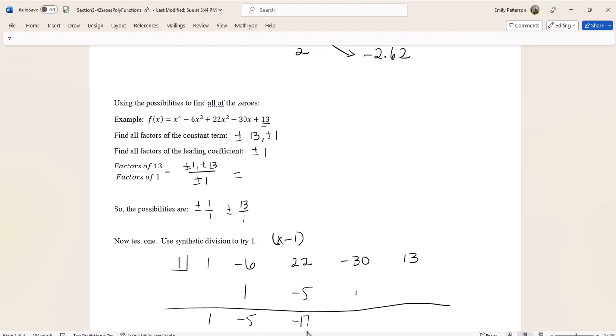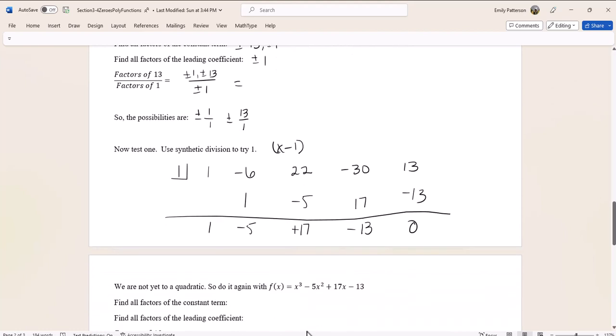Multiply through. Bring it down, multiply through. And bring it down. So yes, 1 is a root, and then what we're going to do is figure out what polynomial is remaining. And if you look, we're not yet to the quadratic, so I don't know how to factor this other than doing what we've done before.